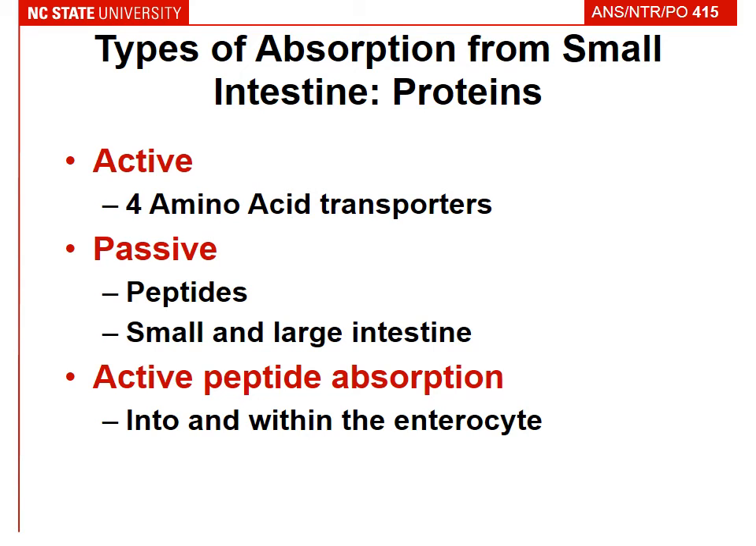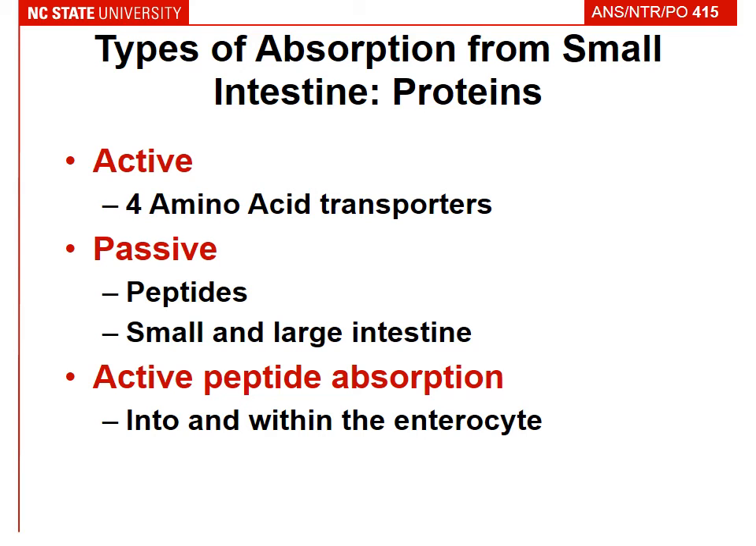So what are the types of absorption needed for protein absorption? We have active transport, and there are 4 amino acid transporters. We're not going to get into them at all. The only thing you need to know is that there are 4 amino acid transporters. We'll talk about those more when we get into proteins.